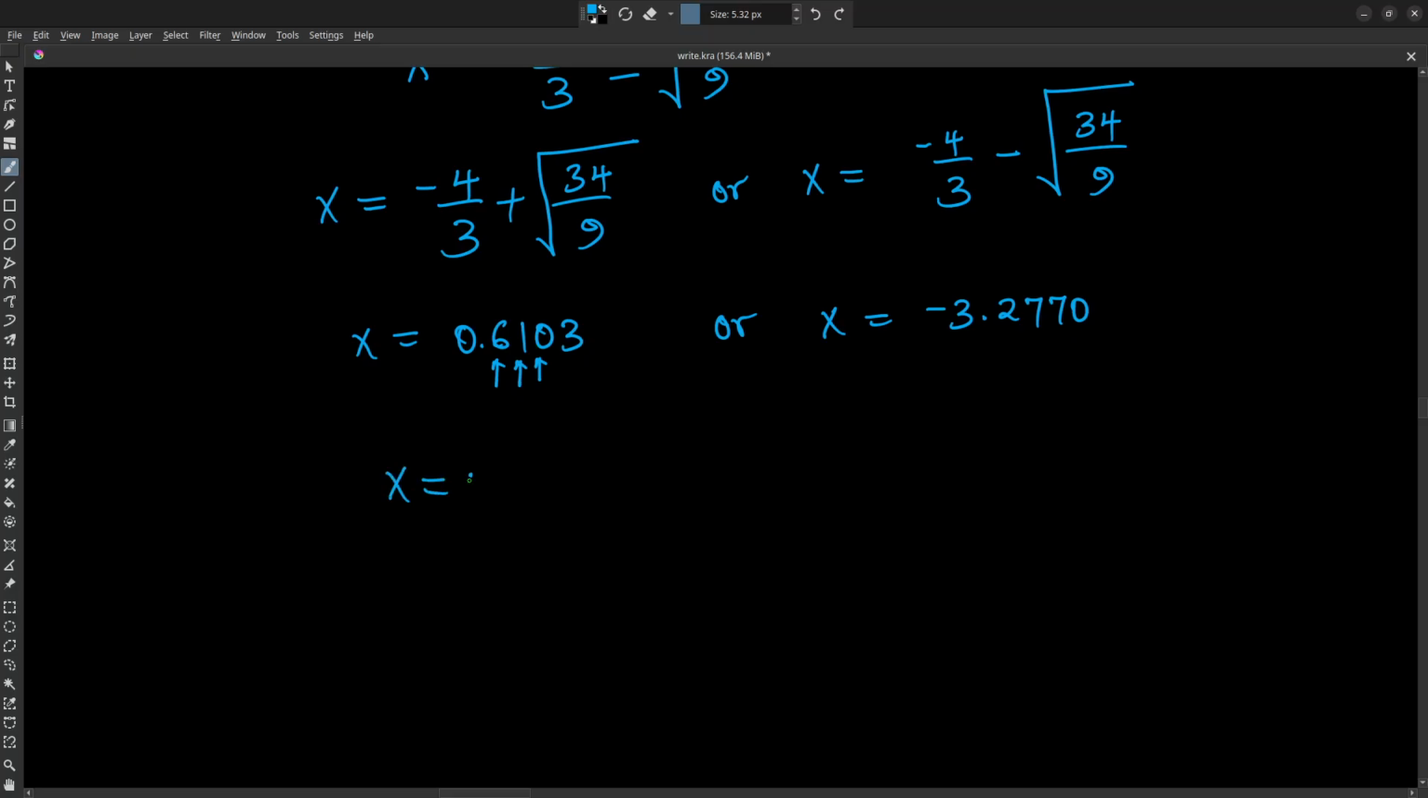So either x is equal to 0.610, or in the second one, again, we start from the left. So this time we have a 3. Yeah, that's significant. So we count 1, 2, 3. Then we check this next number. This is a 7. So this means we need to add a 1 to the previous one. So this becomes negative 3.28. x is equal to negative 3.28. And these are the two values for x.